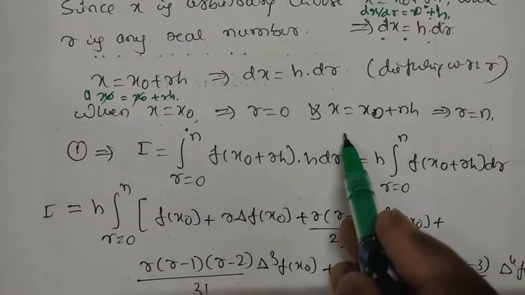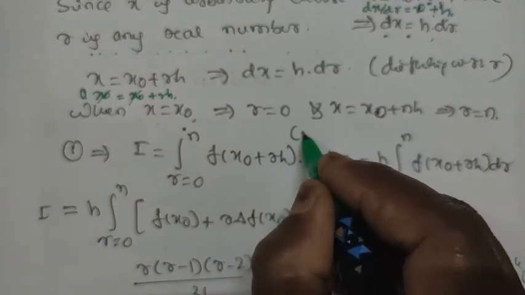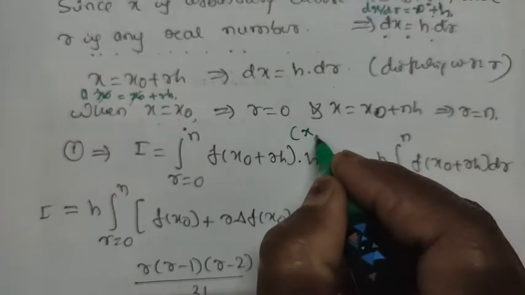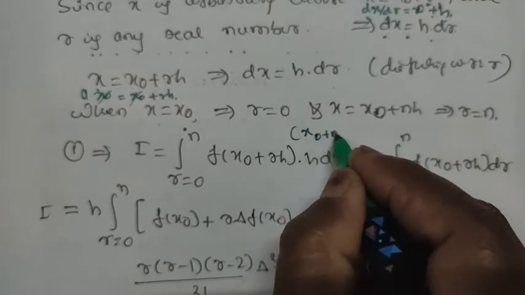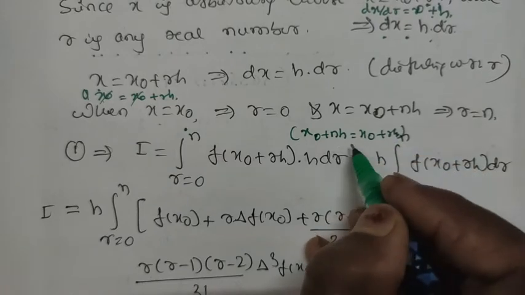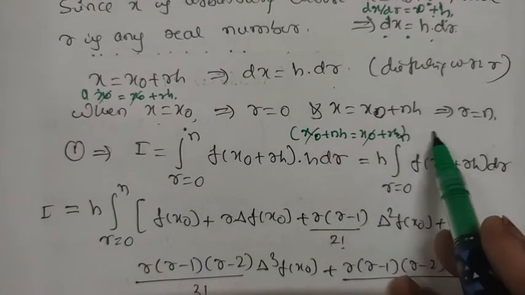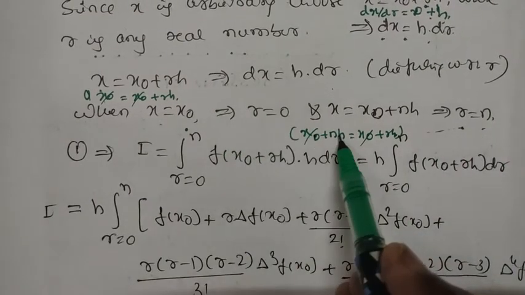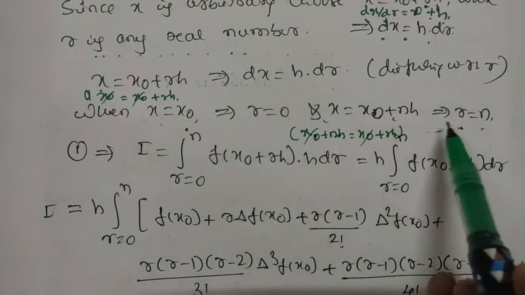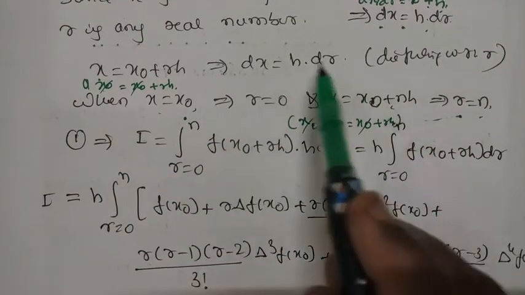Similarly, when x equals x0 plus nh, we have x0 plus nh equals x0 plus rh. Here x0 gets cancelled, which implies r equals n. So this is the limit we got. You get this by substituting x equals x0 plus nh, so you get r equals n. Then you have to substitute all these in equation 1.